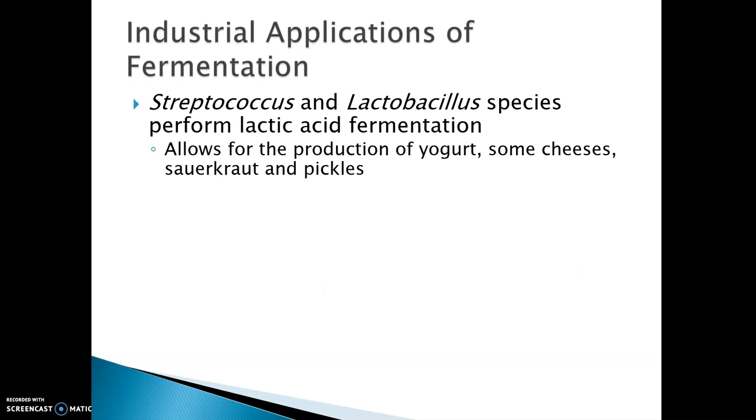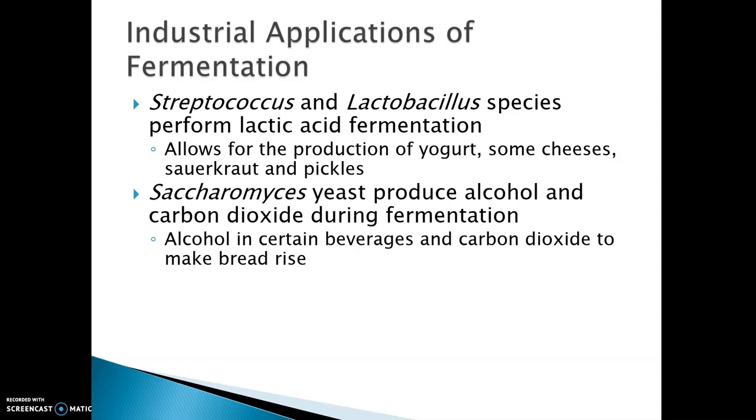So Streptococcus and Lactobacillus are two of the most common species, it's really a genus, but whatever, that perform lactic acid fermentation. So we actually utilize this lactic acid fermentation process to make things like yogurt, cheese, sauerkraut, and pickles. And then the main species of yeast that's used in alcohol fermentation is called Saccharomyces. Saccharo means sugar because this is yeast that loves sugar and it produces alcohol. It also produces carbon dioxide.